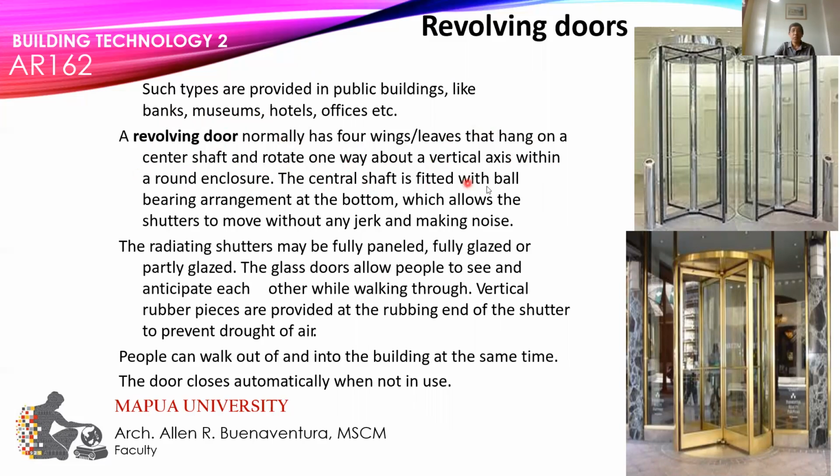The central shaft is fitted with a ball bearing arrangement at the bottom, which allows the shutter to move without any jerk or making noise. The radiating shutter may be fully paneled, fully glazed, or partly glazed. The glass door allows people to see and anticipate while others are walking through. Vertical rubber pieces are provided at the rubbing end of the shutter to prevent draft of air. So there is an insulation below the door or above the door. It's a thermal insulation so that the moisture will not go inside the room or the building.